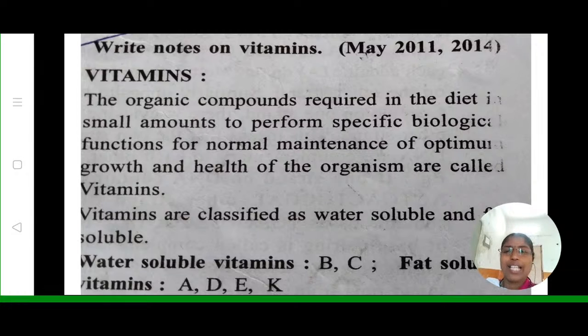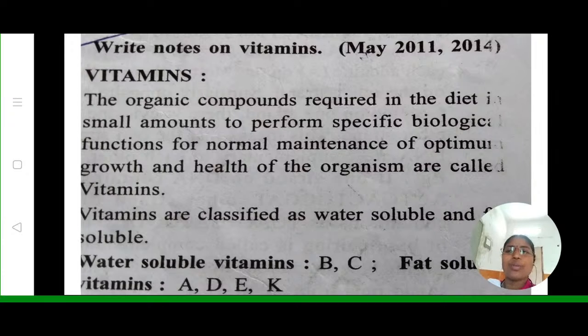Vitamins are classified into two types, that is water soluble vitamins and fat soluble vitamins. Water soluble vitamins are B and C. These are soluble in water only, not in fats. Water soluble vitamins are two types, fat soluble vitamins are four types. Fat soluble vitamins are soluble in fats only. Fat soluble vitamins are A, D, E, K. A, D, E, K are the four fat soluble vitamins.